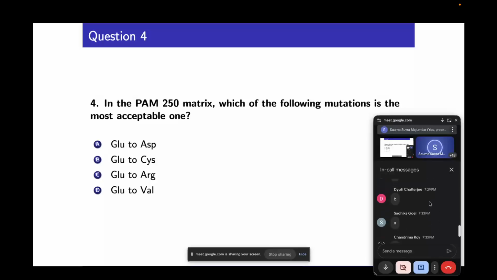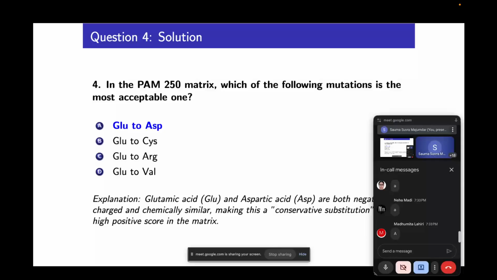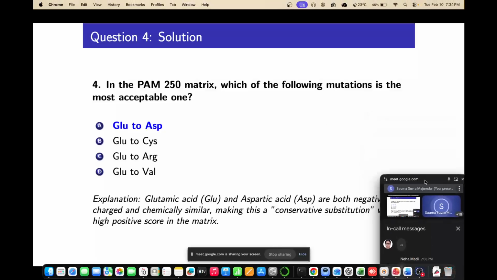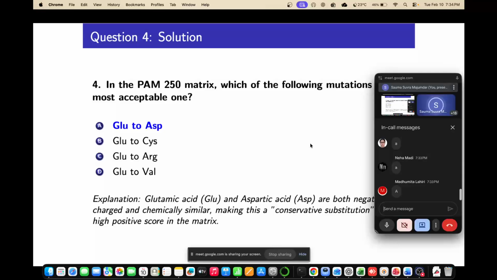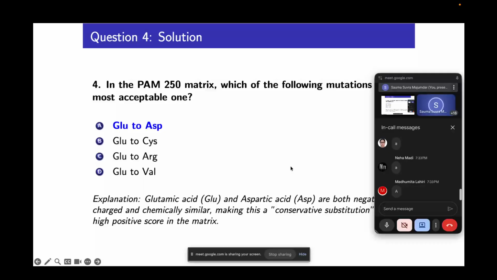Okay, I can see a lot of A's. Okay, the answer is A. Why is it the most acceptable one? Because these are both negatively charged amino acids. They are very similar chemically. So this makes a conservative substitution. If it would have been positive to negative, it would not have been conservative. But in this case, both the amino acids are very similar in structure, chemically similar in terms of the chemical components, and also have similar side chains. So this is a conservative substitution.